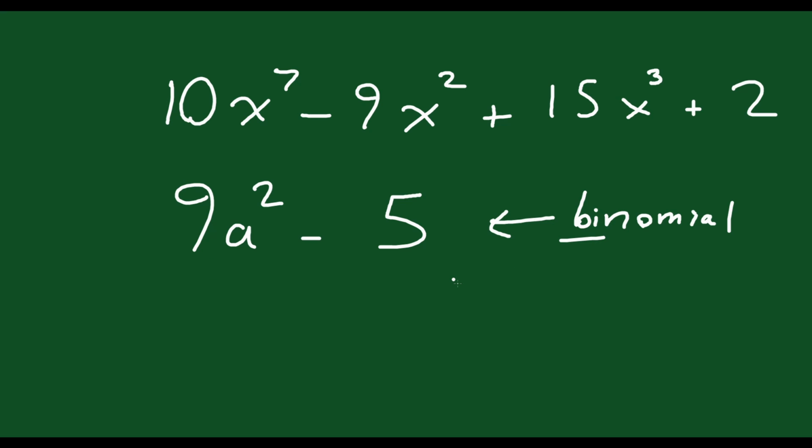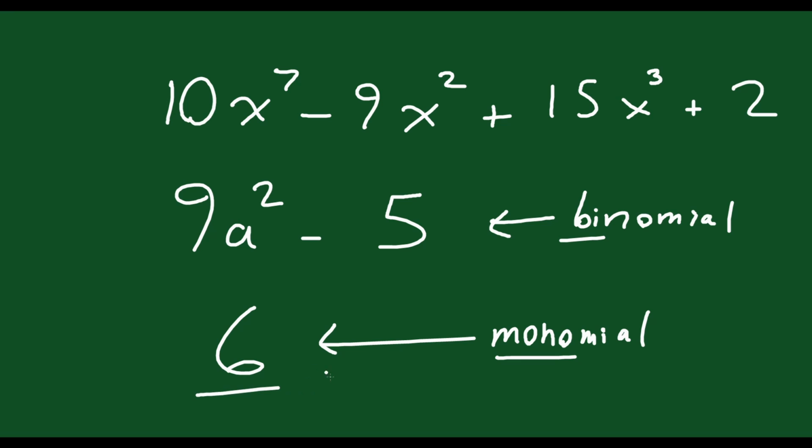Another type of polynomial is if you have something just like 6. 6 is technically a polynomial. It's a special type, just like the binomial was. This one's called a monomial, because mono meaning one, there's only one term.